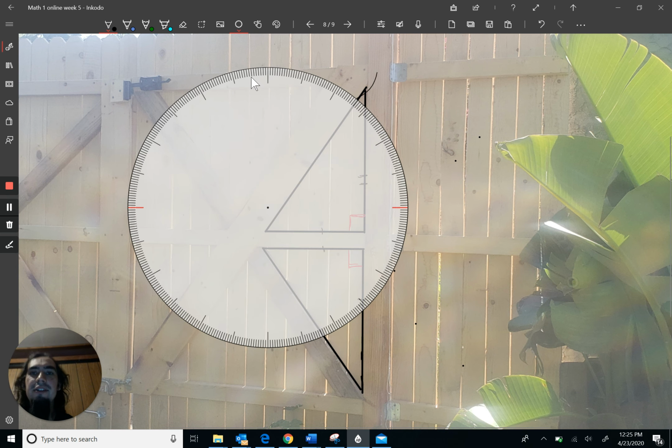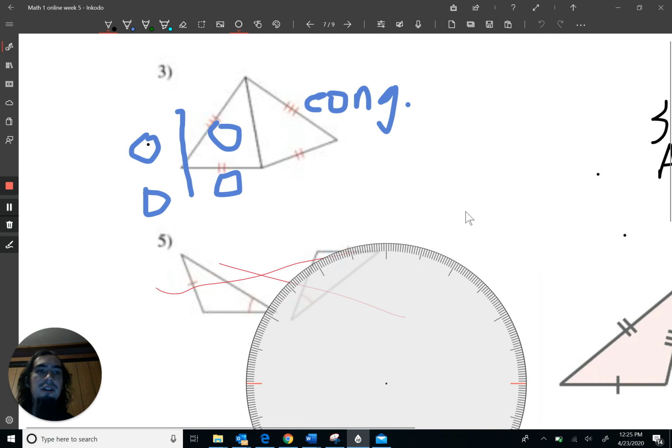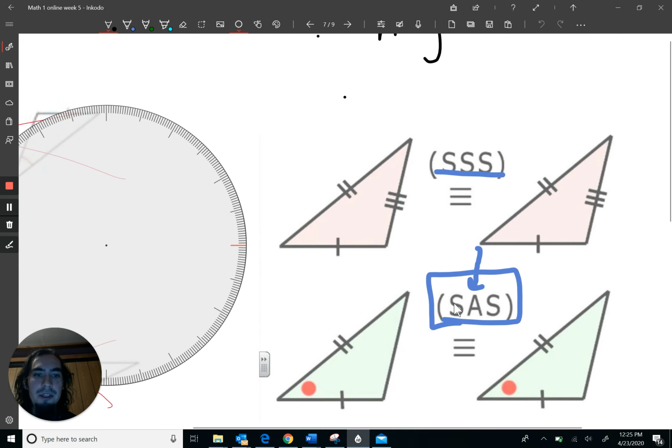Now, do I need to find all three sides? No. Do I need to find all three angles? No. What do we need? We just need either all three sides or two sides and the one angle between.